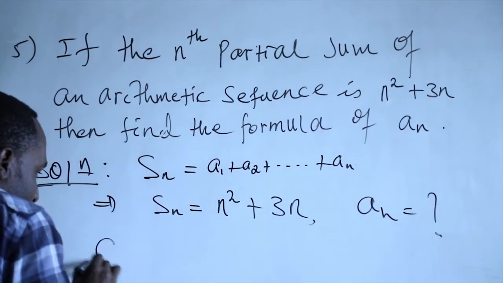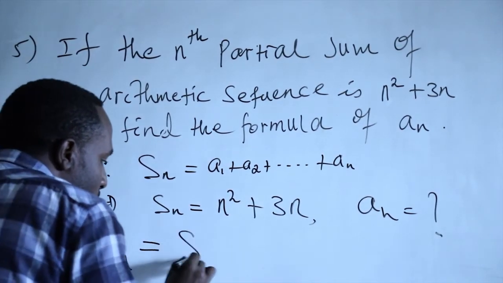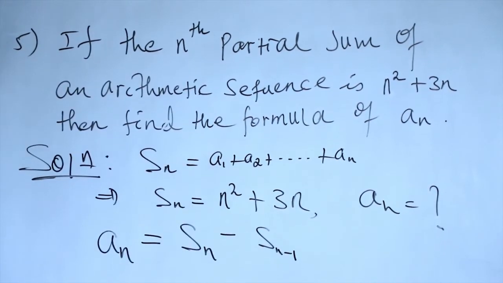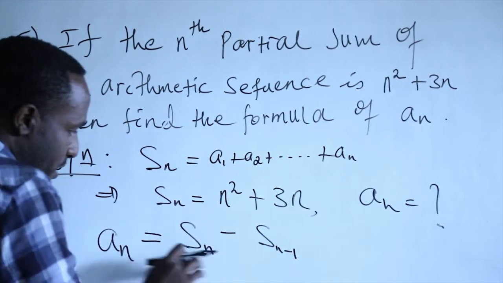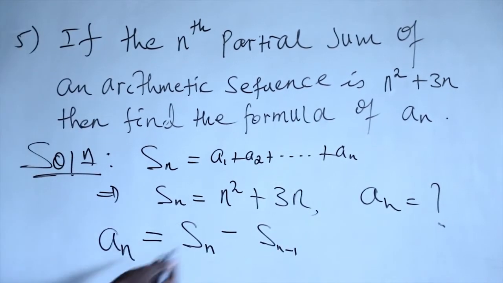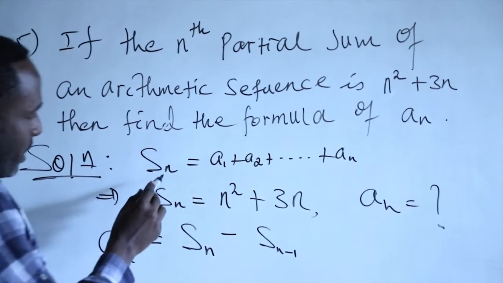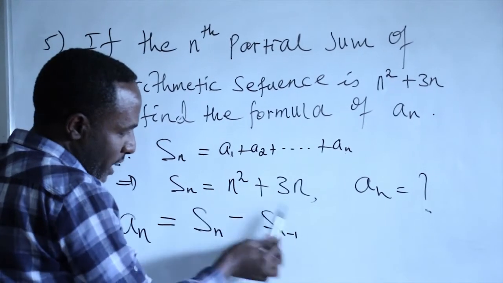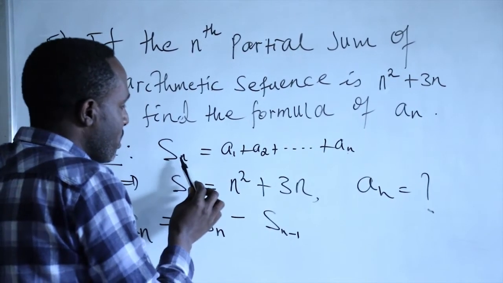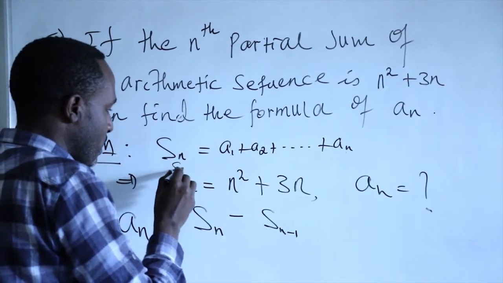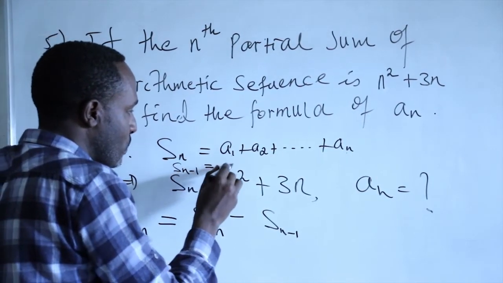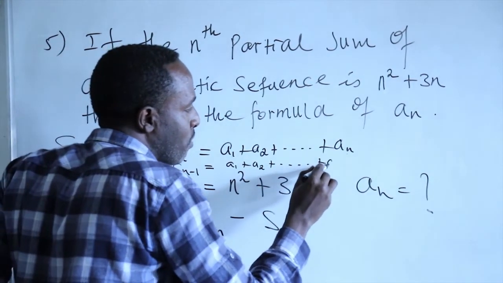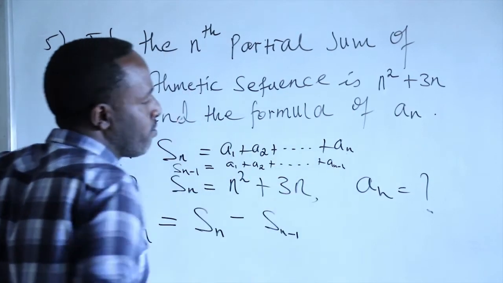So an is exactly equal to Sn minus Sn minus 1. Look, we can observe here, an equals Sn minus Sn minus 1. Why is it Sn minus Sn minus 1? Look, Sn means a1 up to an. Sn minus 1 means the sum which is a1 plus a2 plus up to an minus 1.